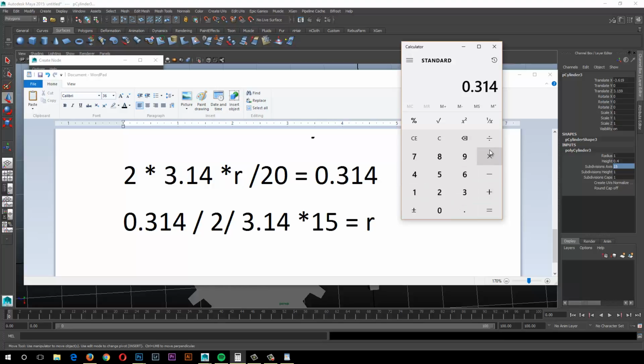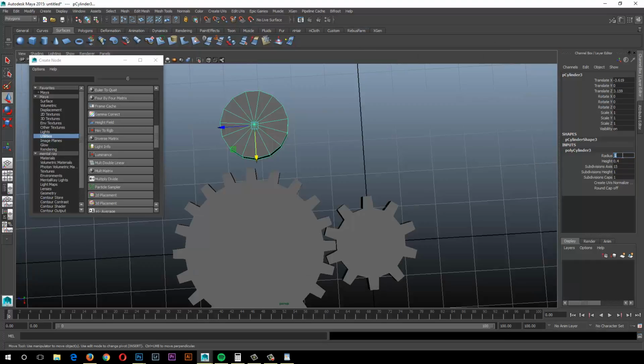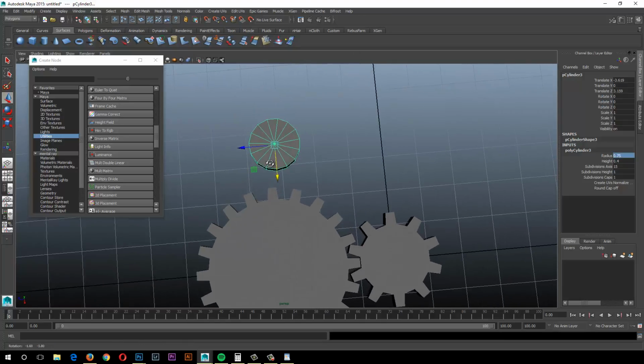0.314 divided by 2 divided by 3.14 times 15. And I don't have that equals because these are all division and multiplication. Remember your order of operations in algebra and math and all that stuff. Because these are multiplication and division, it all happens in the same order. Now, if there's a plus or something in there, we'd have to do the multiplication and division first and then do the addition. But we could just do that all at once. So a little math refresher. Let's hit equals: 0.75. Actually, that's way easier math than I thought it was going to be. So that's my radius. So let's go ahead and type in 0.75.